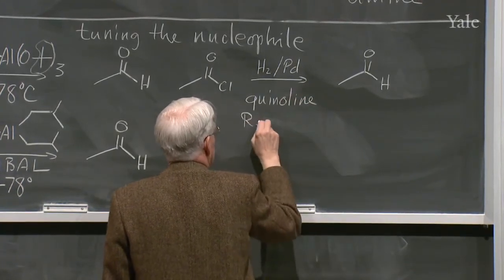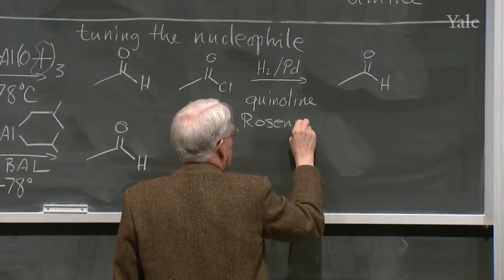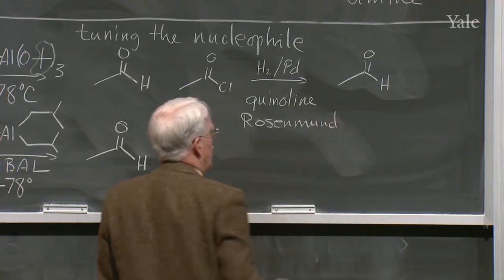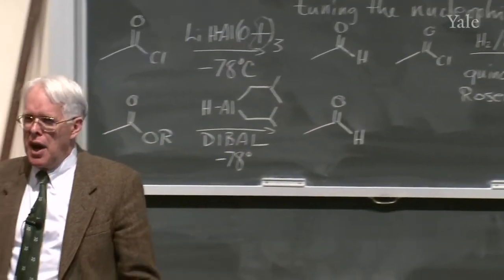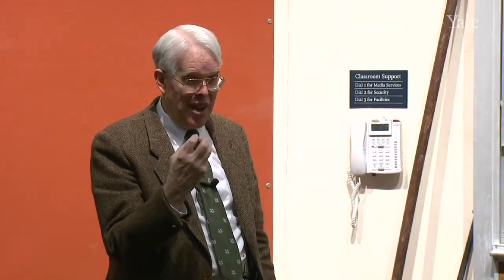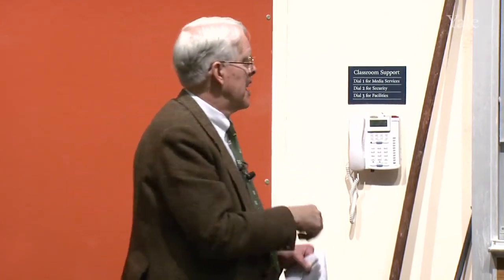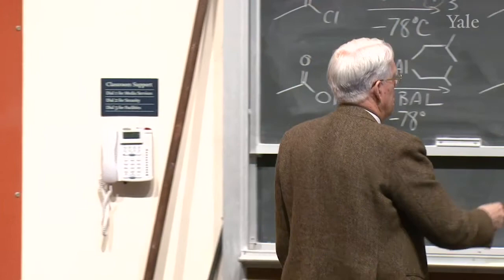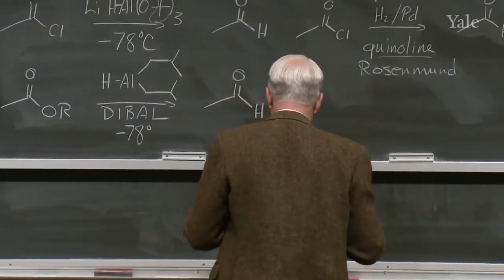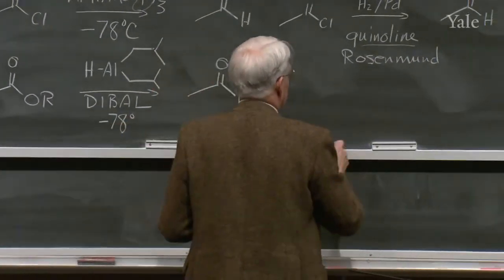This is called the Rosenmund procedure. We saw this before, the idea of a catalytic hydrogenation, where you make the catalyst less reactive in order to stop it. Remember what that was way back when? Right, the Lindlar catalyst, where you wanted to take a triple bond and go just to a double bond, but not from the double bond to a single bond. It was again a case of adding something that would poison the catalyst.